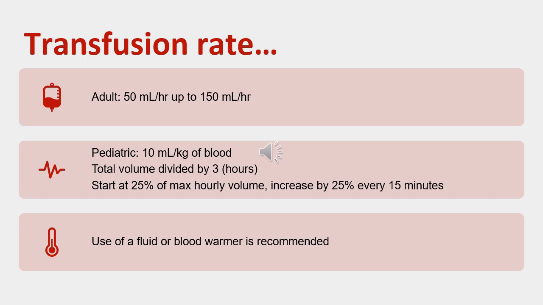To initiate that transfusion, you would start at 25% of that max hourly volume. If that was 33 mils, you would divide that by 25, and you would begin your infusion rate at 13 mils per hour. You would increase that by that quarter over 15-minute increments to reach your maximum 33 mils per hour.